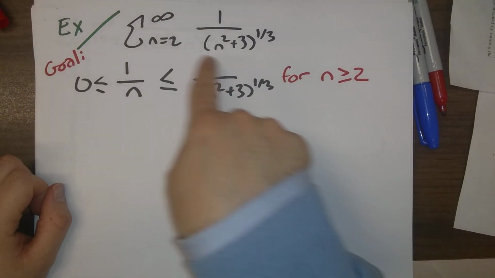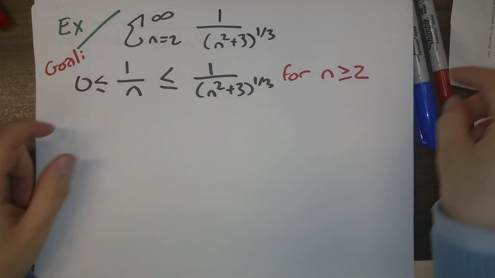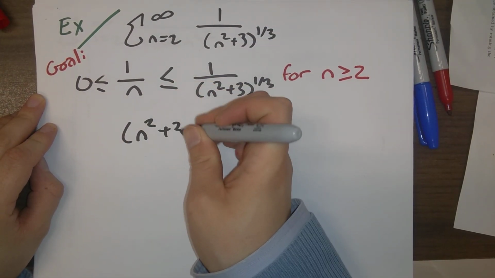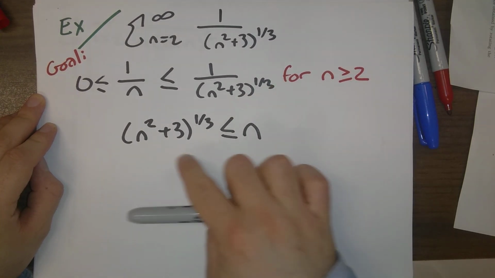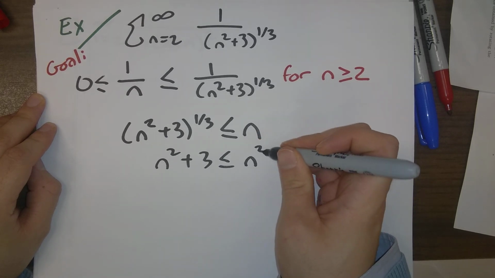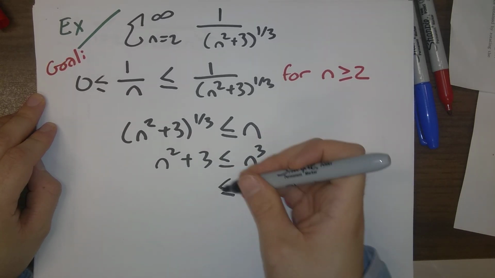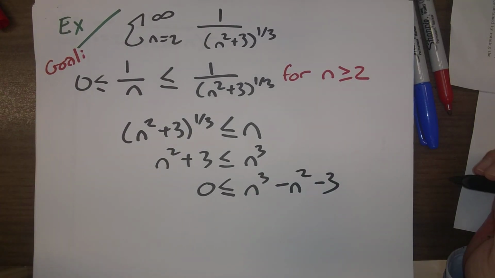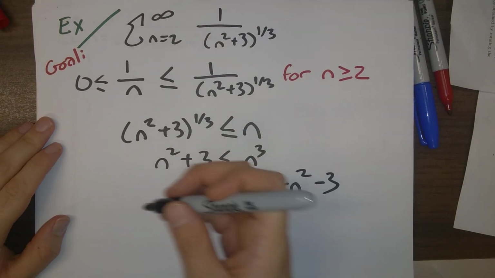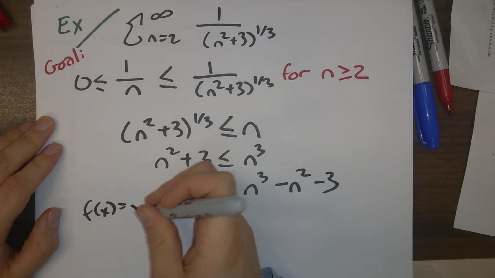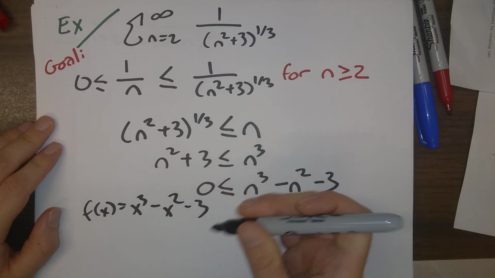So the interesting thing is going to be examining this. Let's cross multiply to say this is equivalent to the cube root of n squared plus 3 being less than or equal to n. If we cube both sides, n squared plus 3 is less than or equal to n cubed. We move this to the other side, we get n cubed minus n squared minus 3 is greater than or equal to 0. If we convert the n's to x's, f of x is x cubed minus x squared minus 3.